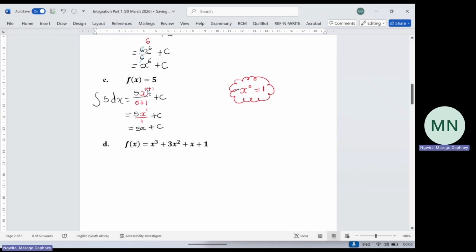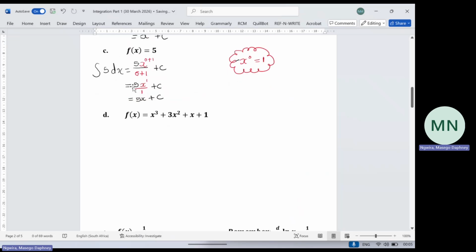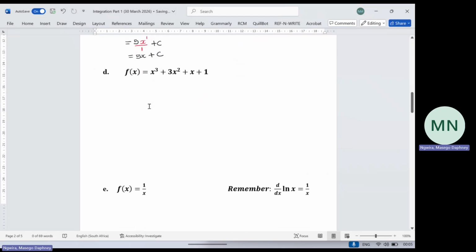Because I always have to add 1, then you say the exponent plus 1. So this is 0 plus 1, then over 0 plus 1. Okay, so every time you integrate the constant, your answer will be 5x. If it's 2, it's going to be 2x. If it's 3, it's going to be 3x plus c. All right, but the derivative of a constant is 0. So can you see that is the reverse? All right, now let's go to d.